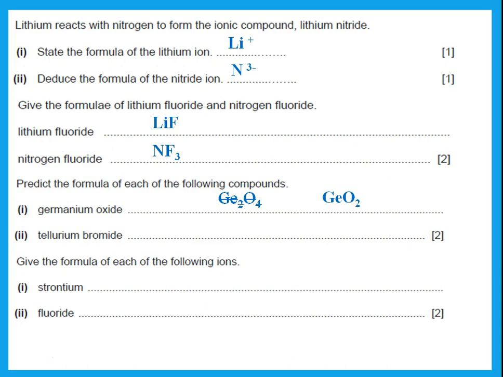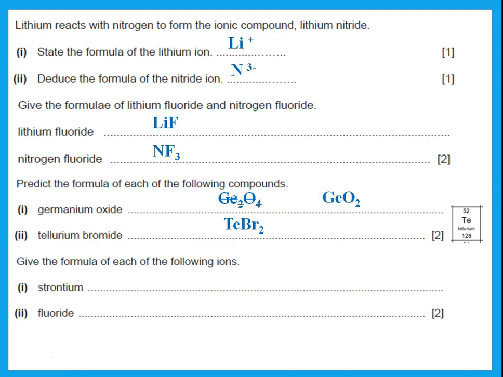Remember that if the numbers that you put in or the valences that you put in can be simplified, then you simplify them. Tellurium bromide. Tellurium, remember that there is many names in the periodic table that are very similar. Tellurium is Te, and that's in the valency of 2, and bromine is a valency of 1, so it is TeBr2.